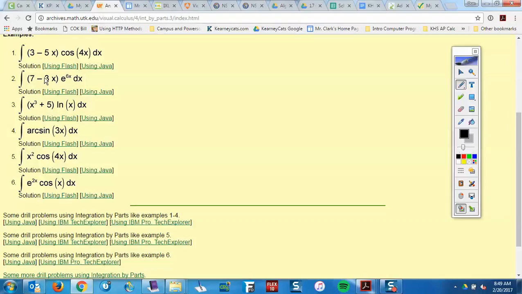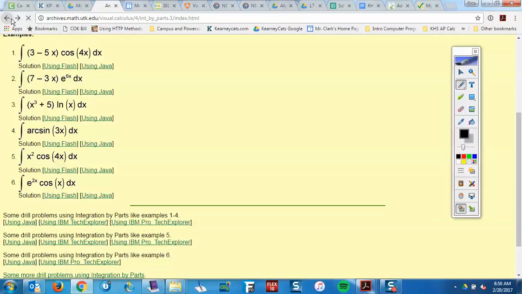So the first 3 here aren't bad if you're looking for some more integration by parts practice, because our LH packet doesn't have any integration by parts. We only have those ones in the book. So these two websites are probably where you get your most extra practice with some integration by parts.